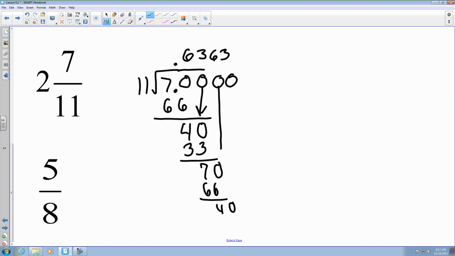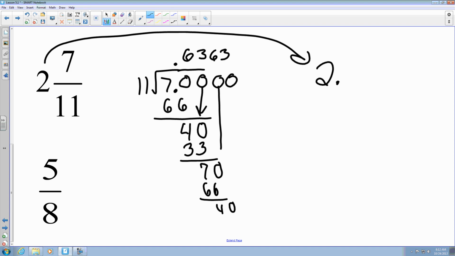So when I write it as a decimal, again, I'm going to bring back my 2. So it's going to be 2.63 repeating. All right. That little bar on the top of my 2 decimal values tells people that those 2 numbers keep repeating on and on until infinity.